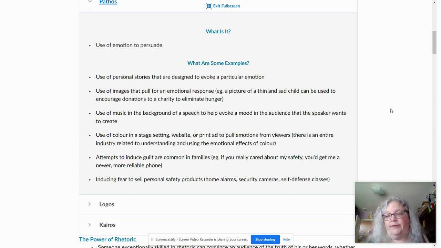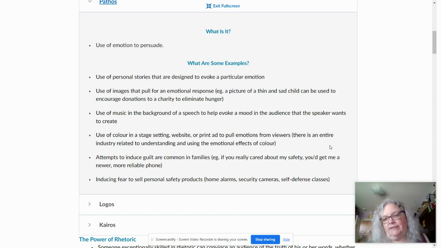And music is actually very powerful in touching our emotions. Similarly, use of color in a stage setting, website, or print ad will pull emotions from viewers. And there's an entire industry related to understanding and using the emotional effects of color. And this can extend back towards ethos, to what the speaker is wearing in a presentation. The colors that they've chosen to wear are going to evoke a particular feeling in the reader or in the listener. And they probably have chosen that on purpose.